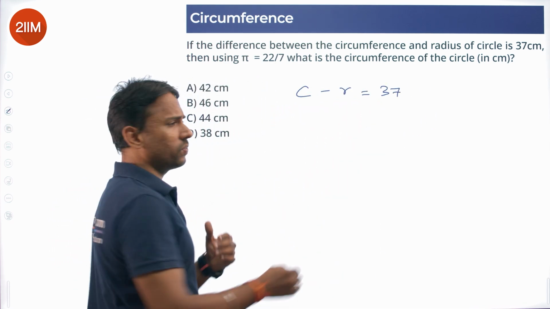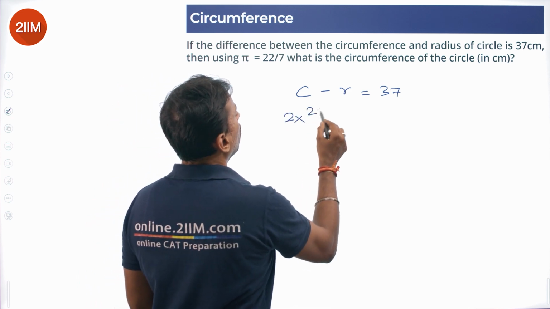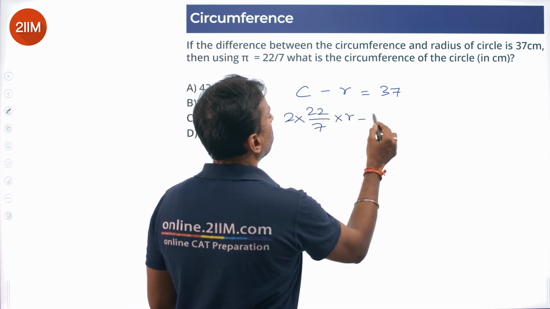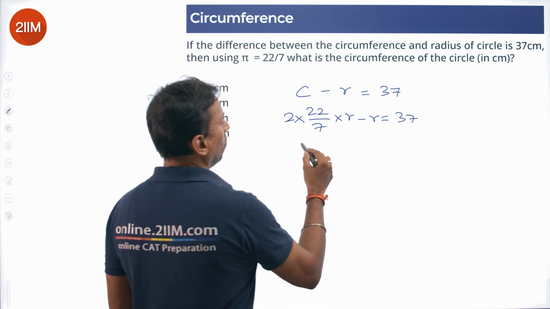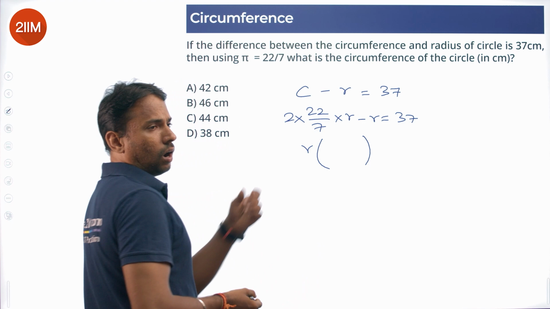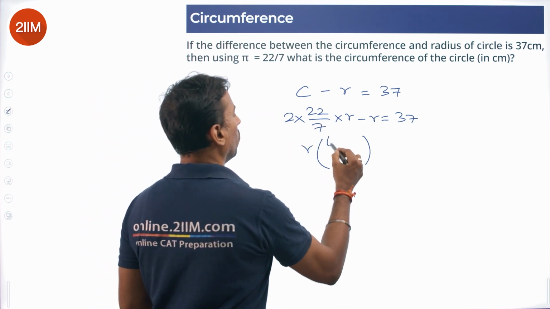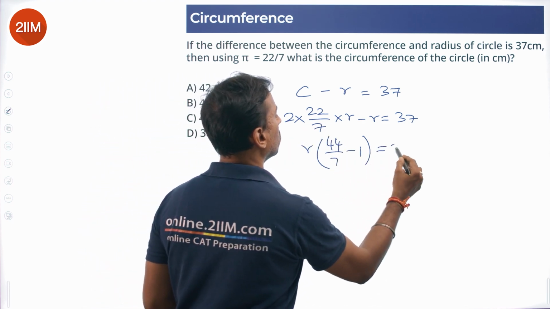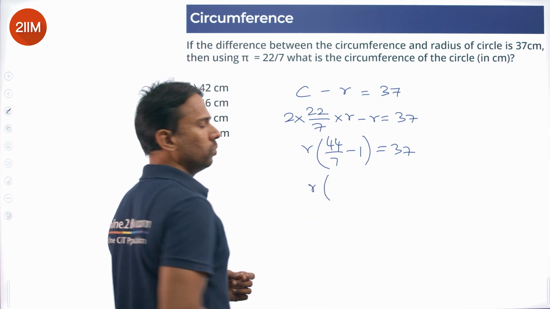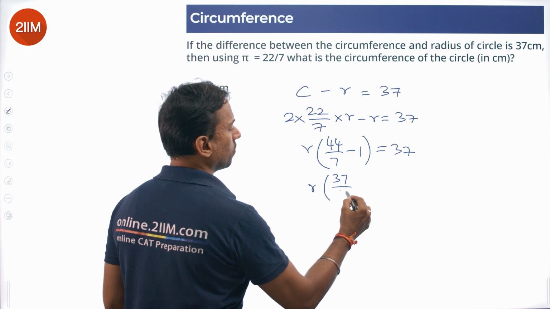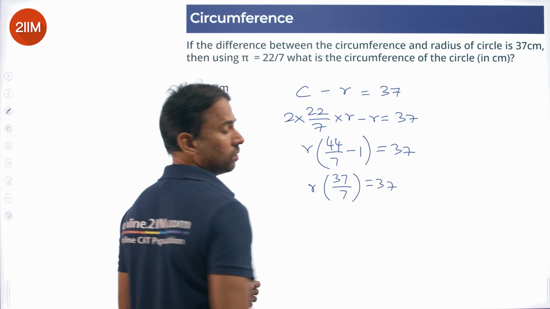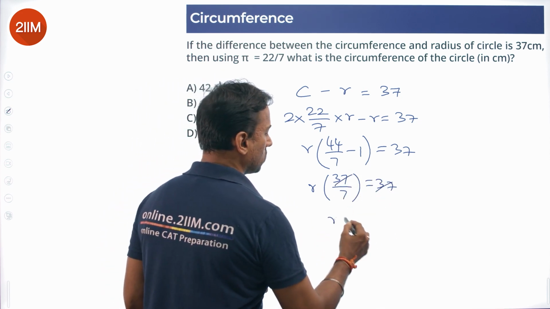So basically circumference is 2 pi r. So 2 into 22 by 7 into r, minus r, is 37. Or we can have r into, r is factored outside, 44 by 7 minus 1, this is 37. Or r into 44 minus 7 by 7, or 37 by 7, is equal to 37. That means simply r is 7.